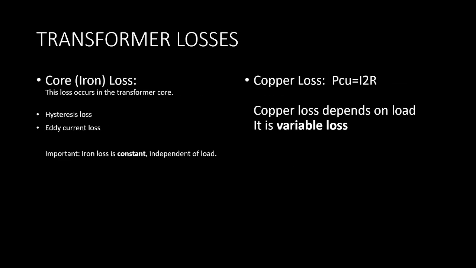So now we are going to discuss transformer losses. Number one is core loss or iron loss. This loss occurs in the transformer core. We can divide it into hysteresis loss and eddy current loss. Here the most important thing is that iron loss is constant and independent of load, and the second loss is copper loss. Copper loss means I squared R. That means if you reduce the I, then the copper loss will be reduced. So basically copper loss depends on load and it is a variable loss.